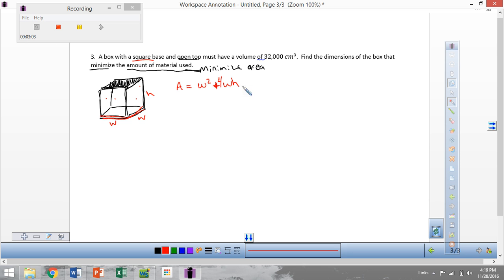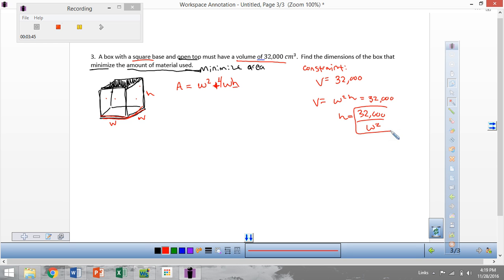Okay, I want to be able to get rid of height, right? I only want one variable over here. So constraint formula, my volume needs to be this. So if my volume has to be 32,000 cubic centimeters, the volume of this box would be the base, the height number of times, so W squared times H. That needs to equal 32,000. Solve for H, so H is going to be 32,000 divided by W squared.